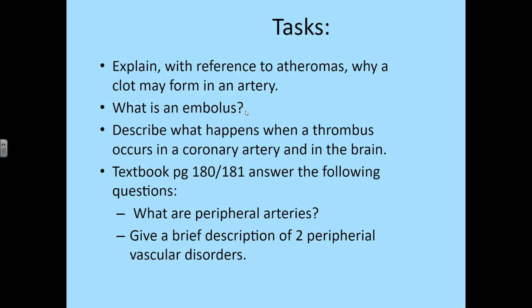Describe what happens when a thrombus occurs in the coronary artery and in the brain. In the coronary arteries, so these are the arteries that supply the heart muscle with blood, it would cut off blood supply to any area of the heart muscle after that thrombus, after the clot. And that would cause damage or death to the tissues. Similarly, in the brain, the thrombus cuts off blood supply to part of the brain. This will cause an ischemic stroke.